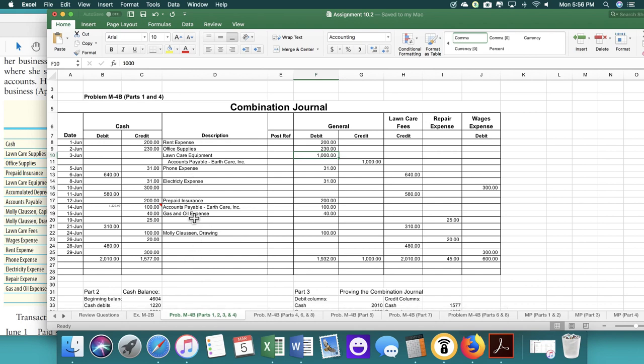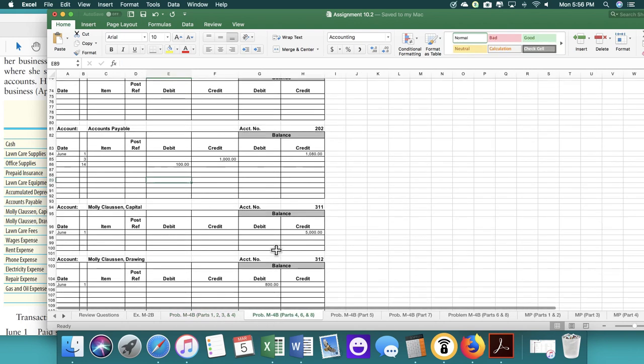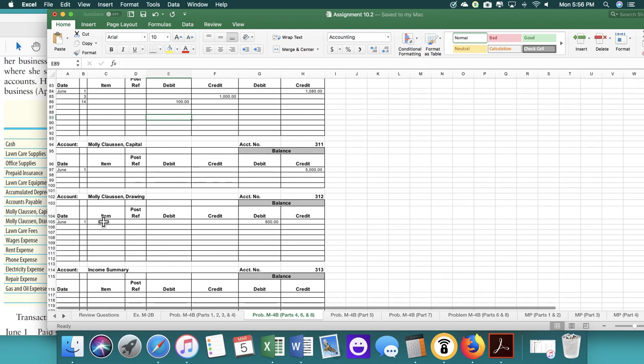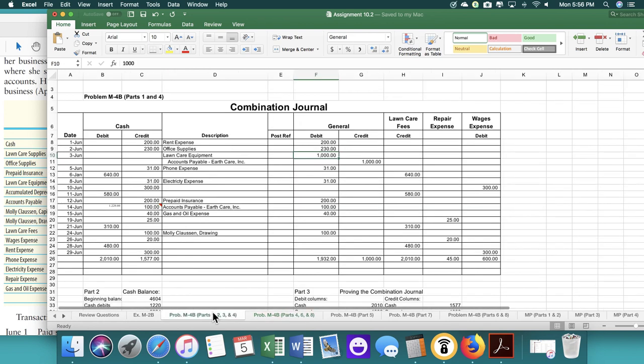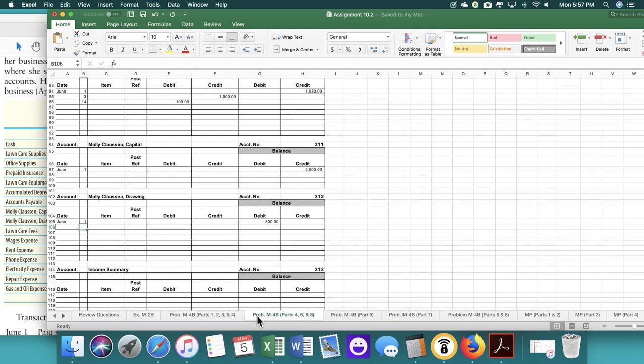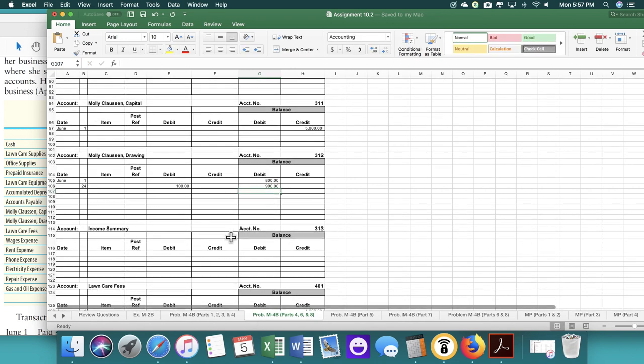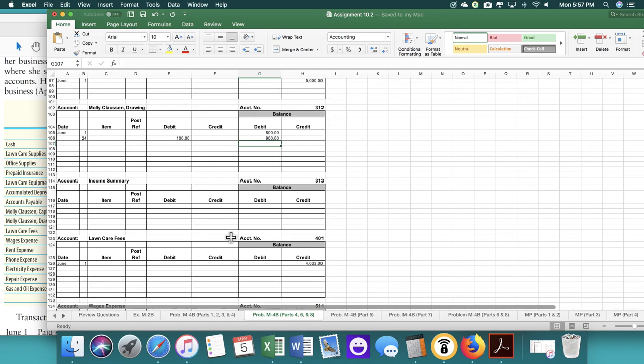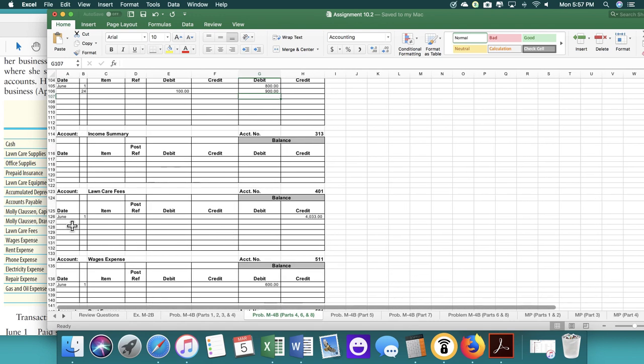So let's see. Next account, we didn't do anything with capital, but we did withdrawing. On the 24th, we took out $100. So the drawing is up to $900. Haven't done anything with income summary. Lawn care fees. On here, we would do the total amount at the end of the month.